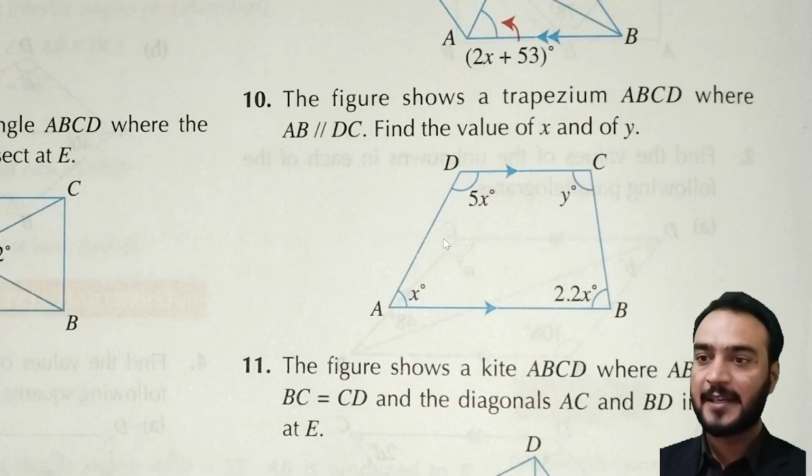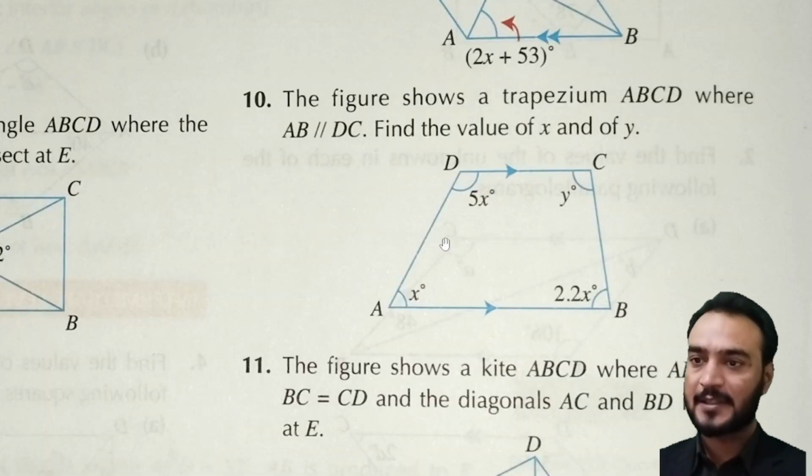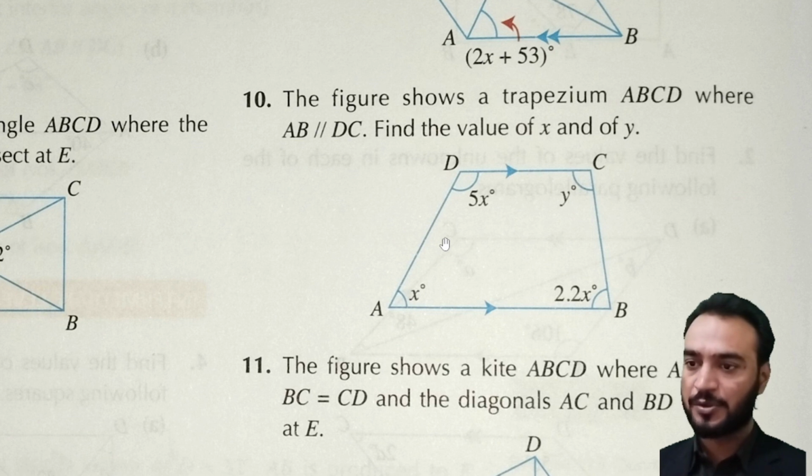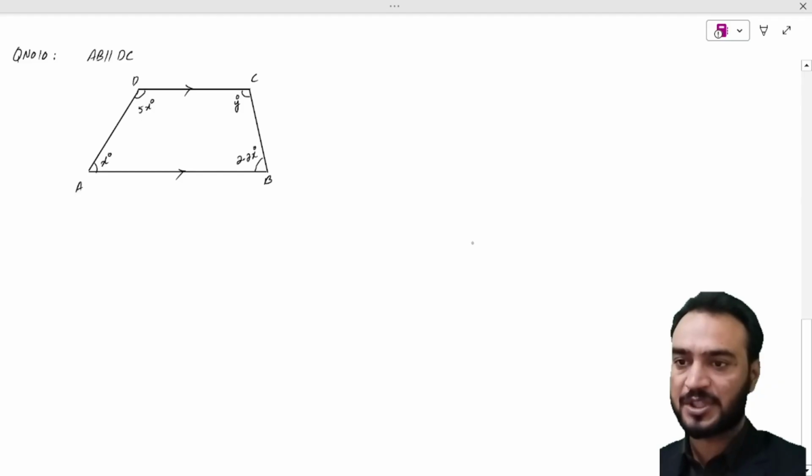Question number 10 is: the figure shows a trapezium ABCD where AB is parallel to DC. Find the values of x and of y. So we have two unknowns, that is x and y. We have to find these values. AB is the line which is parallel to the line DC. This is a trapezium, and we have to find the value of x. So let us solve this question.